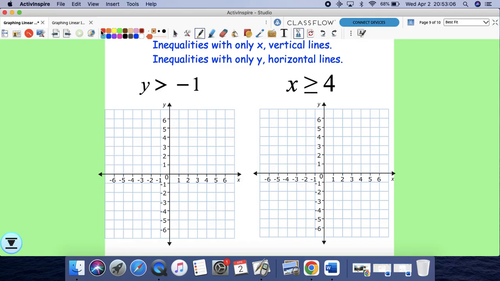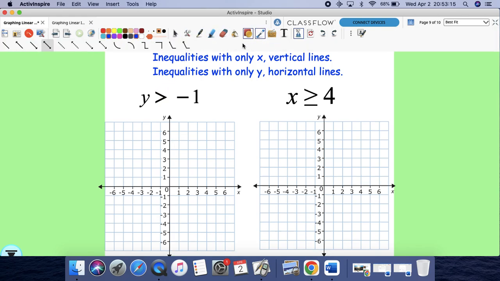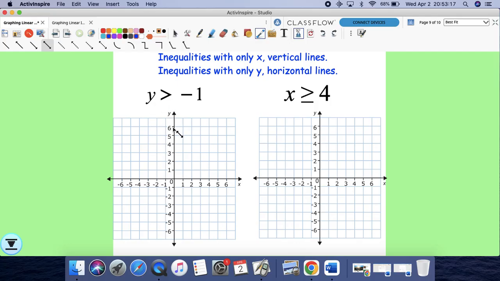All right, so y is greater than negative 1. We notice that the inequality sign is greater, so we're going to use a dashed line. And let's go to negative 1. So when an inequality only has y, we're going to use a horizontal line. So find y is negative 1, which is right here. We can use a dashed line right there. Negative 1. Okay.